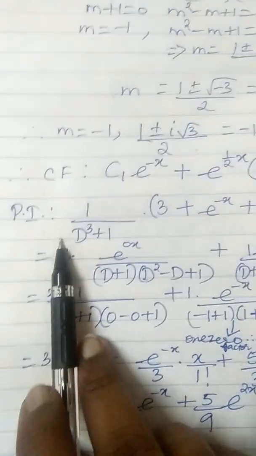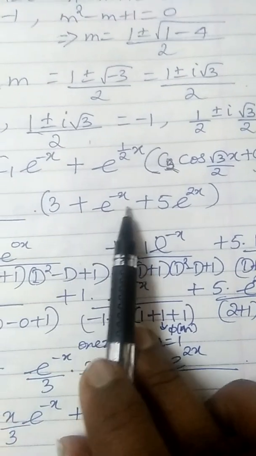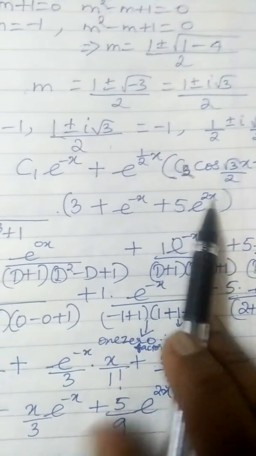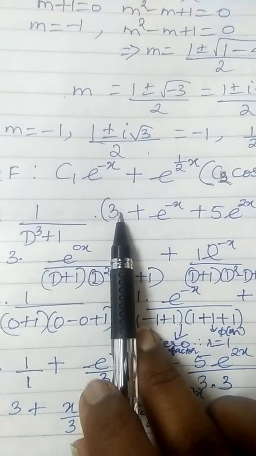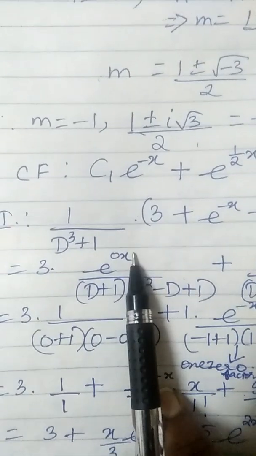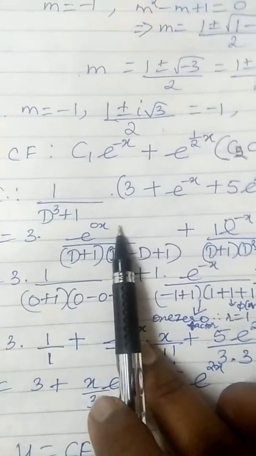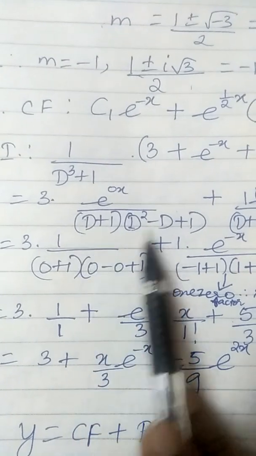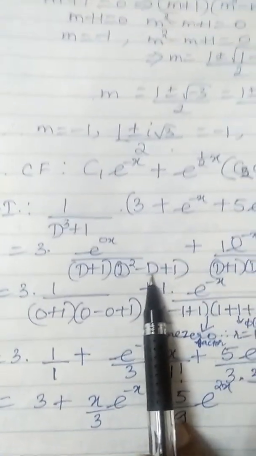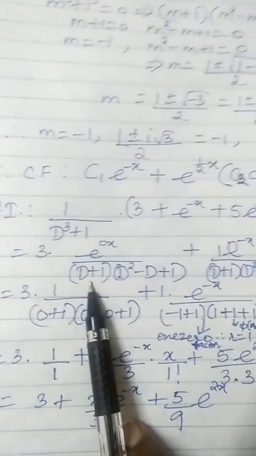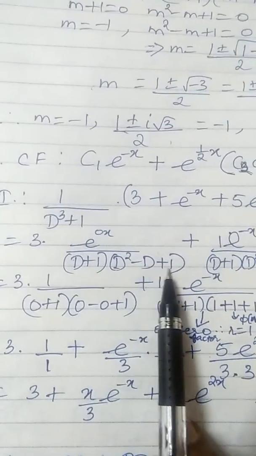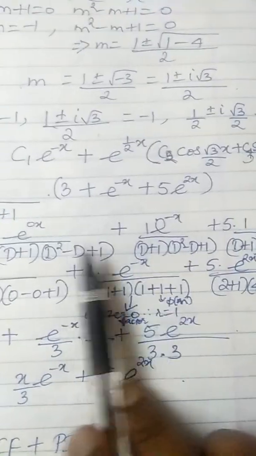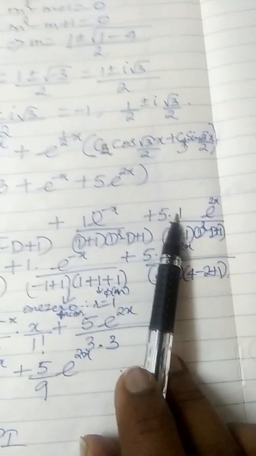Now we are proceeding to find the PI. 1 by (D cube plus 1) into 3 plus e power minus x plus 5 e power 2x. Whenever we have constants, we should write it in the form of e power 0x. And whenever we have e power x terms, it means case 1 of particular integral. So whenever we use case 1 of particular integral, the denominator should be written in terms of factors. We know that D cube plus 1 can be written as (D plus 1)(D square minus D plus 1), and hence all the three terms have e power x terms.